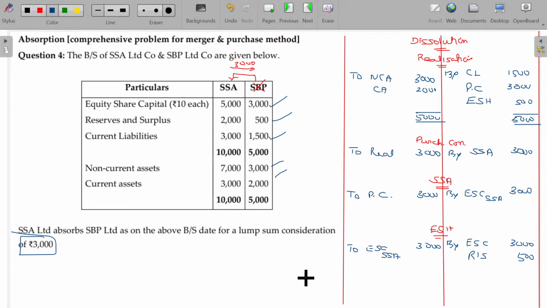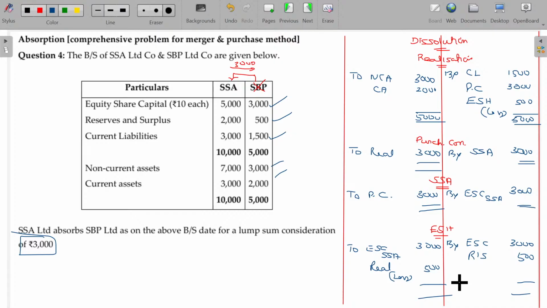Whatever the profit or loss in the business is shared by or taken by the owners only. So that loss is transferred to the equity shareholders. So here, realization account, loss. Realization loss, 500. Now purchase consideration gets closed. SSA also gets closed. Equity shareholders also gets closed. Step number 1, calculation of purchase consideration, was already done. Step number 2, close the transferor company.